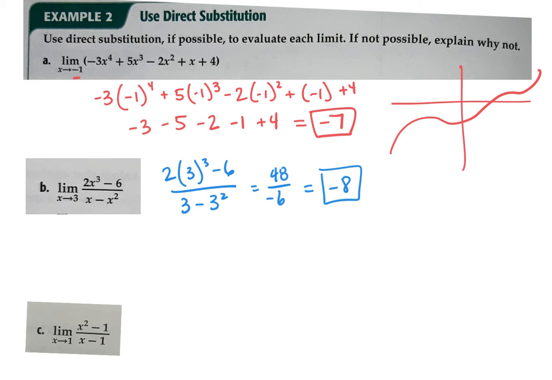Let's look at this last one. What am I approaching? 1. Can I do direct substitution here?